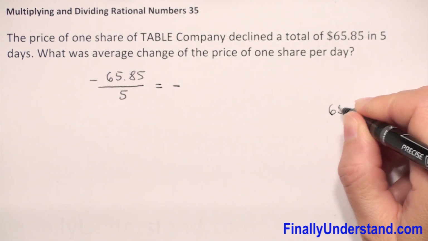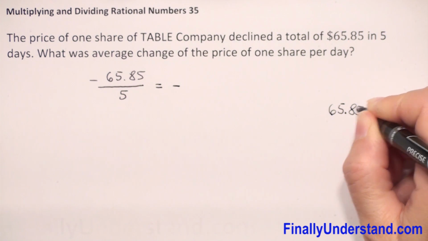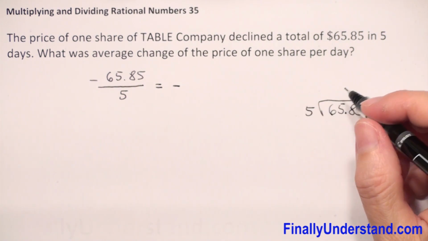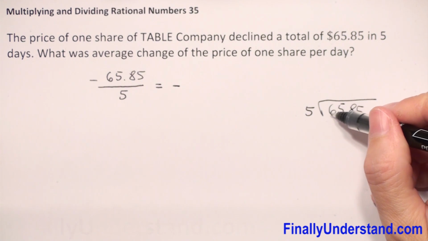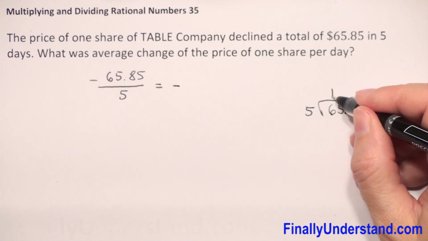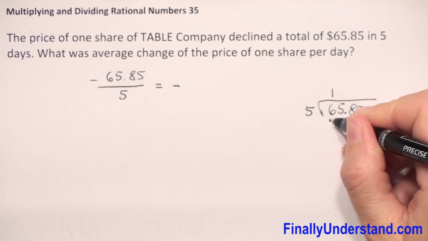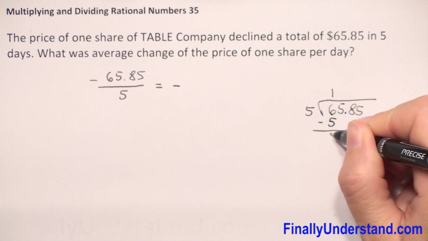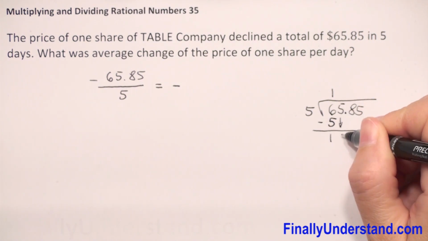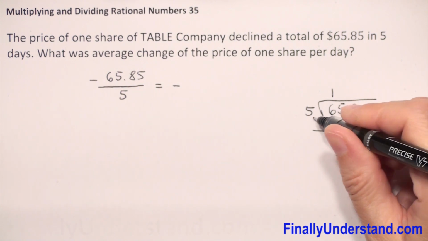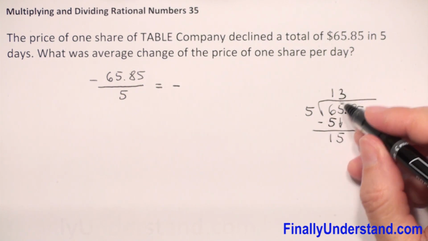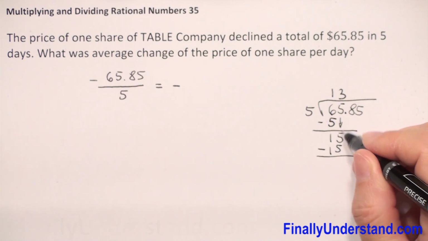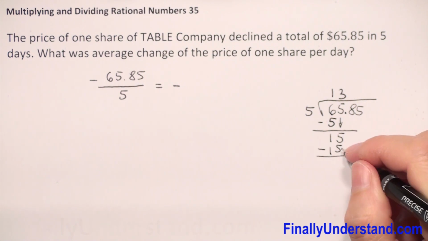We have 65.85 divided by 5. So how many times can you put 5 into 6? 1. 1 times 5 is 5. To do subtraction, 6 minus 5 is 1. We take down the next digit, so we have 15 divided by 5 is 3. 3 times 5 is 15. To do subtraction again, 15 minus 15 is 0. We don't have to write it.